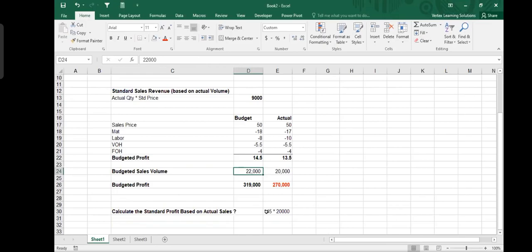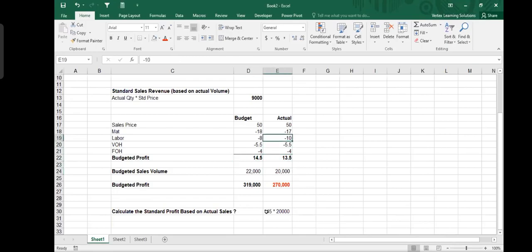But they told me to calculate the standard profit based on actual sales. Standard profit means the budgeted profit multiplied by the actual sales, which is 20,000. And therefore, that's why we ignored that volume variance. So there is a volume variance, but we ignored it. So what we did, we only calculated the difference of these two multiplied by this one.